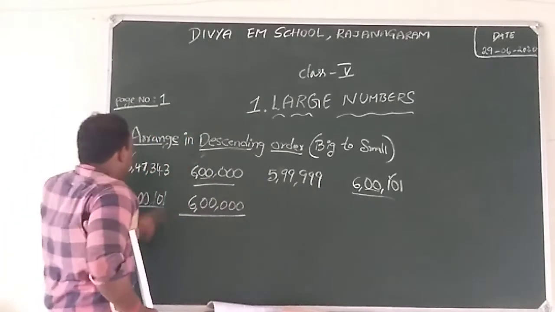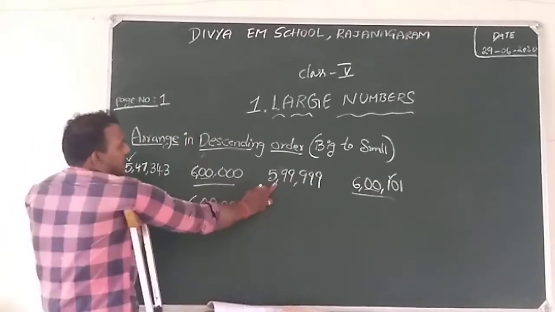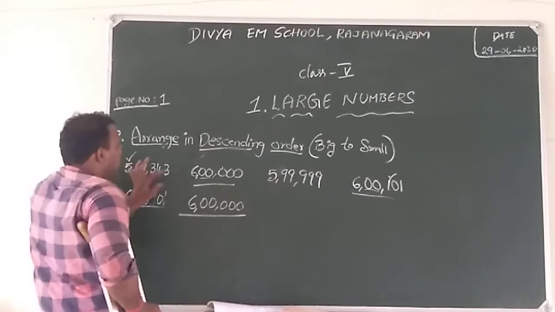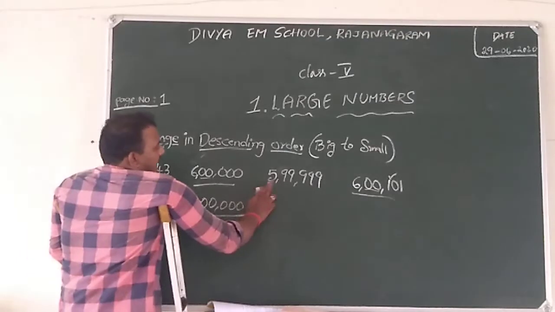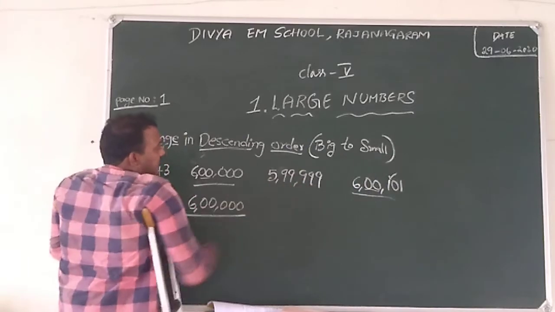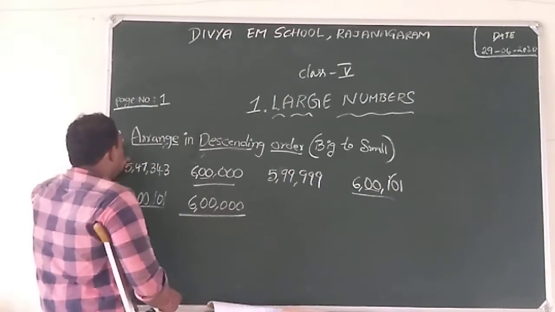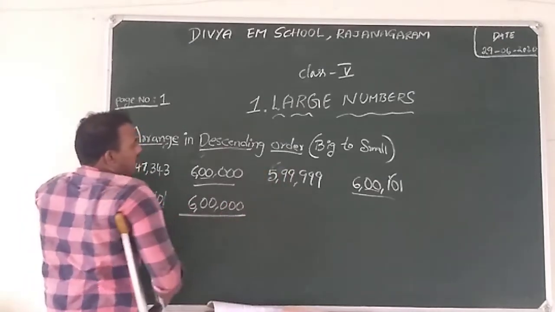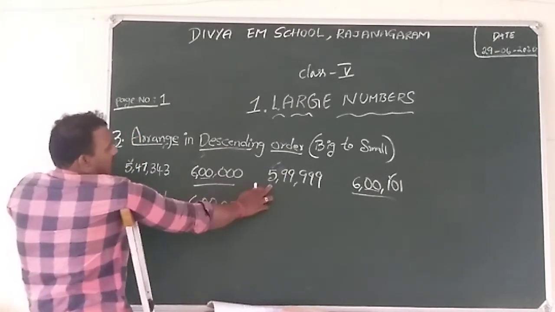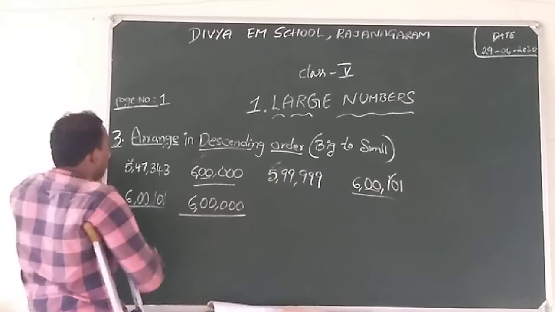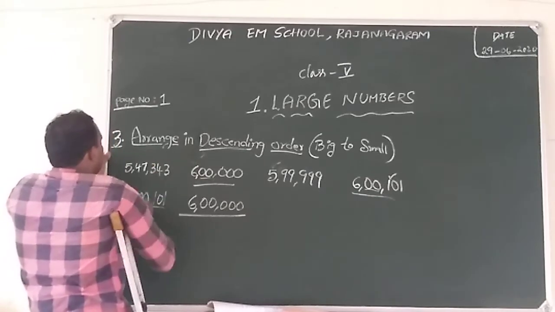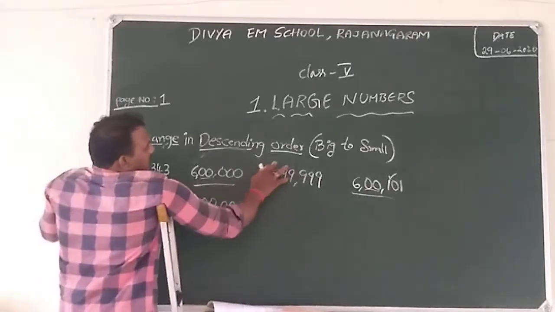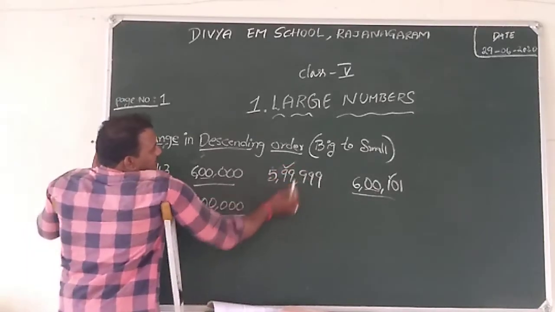Okay. Now the two 6 lakhs are completed. Now we need to compare these two, 5 lakhs and 5 lakhs. This is 5,47,343 and this is 5,99,999. So when we compare the lakhs place, we are having 5 here and also 5 here. So 5, 5 are equal. So we need to move to the 10,000 place. Here in 10,000 place, we are having 4 and here we are having 9.